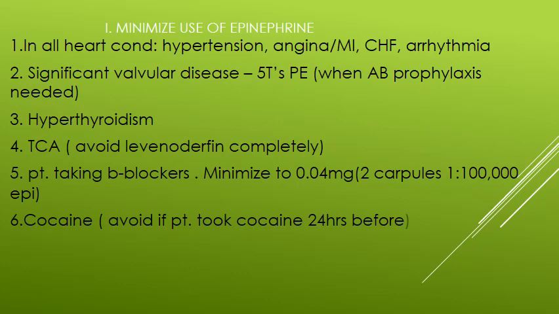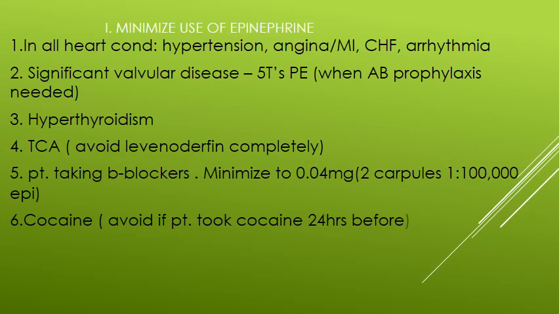Next, which is very important, is to minimize the use of epinephrine. Minimize the use of epinephrine in all the heart conditions, whether it is hypertension, angina, MI, congestive heart failure, or arrhythmia. You have to minimize the use of epinephrine. Also in significant valvular disease, which leads to cyanosis, the 5Ts, PE. That means where antibiotic prophylaxis is needed, you will minimize the use of epinephrine. Then hyperthyroidism, you will minimize the use of epinephrine.